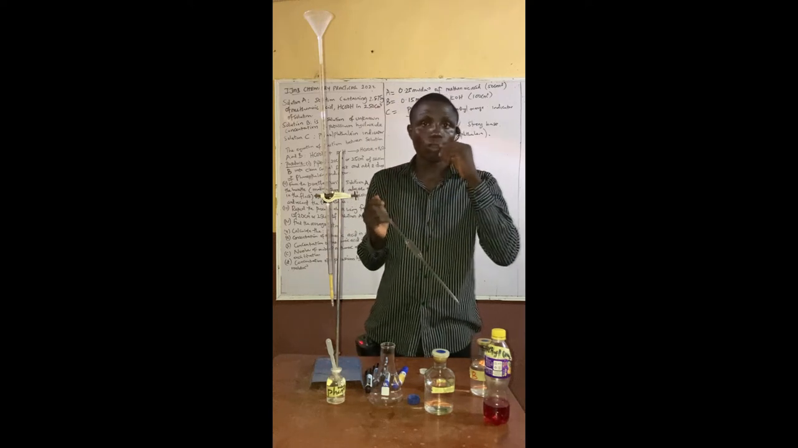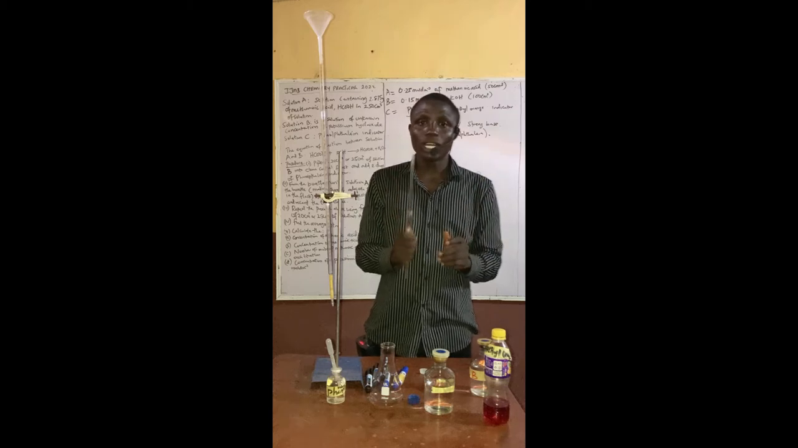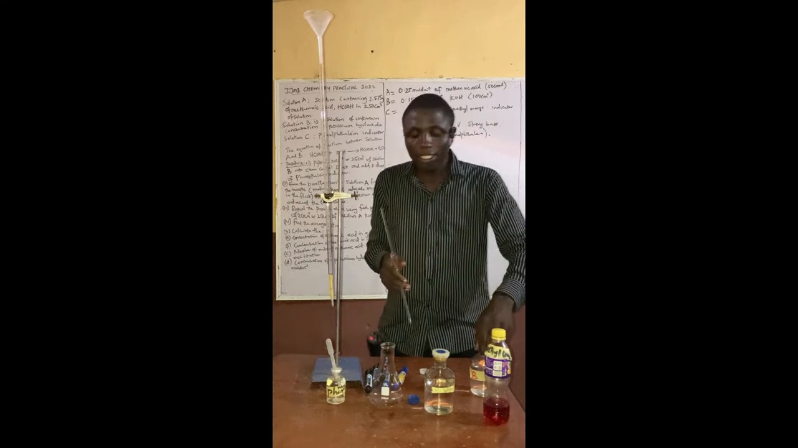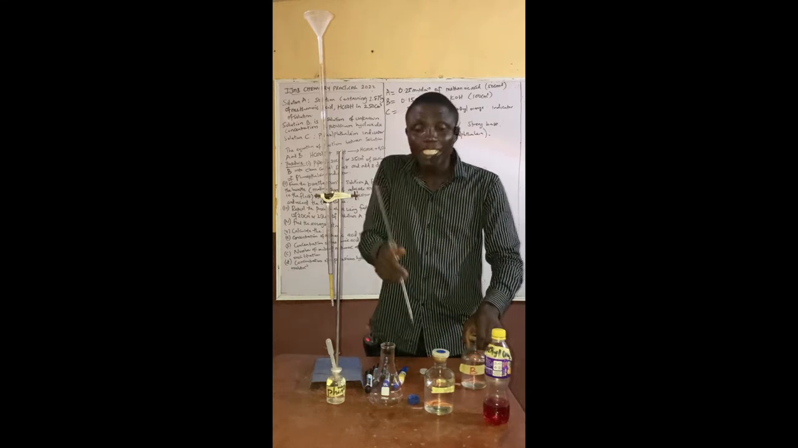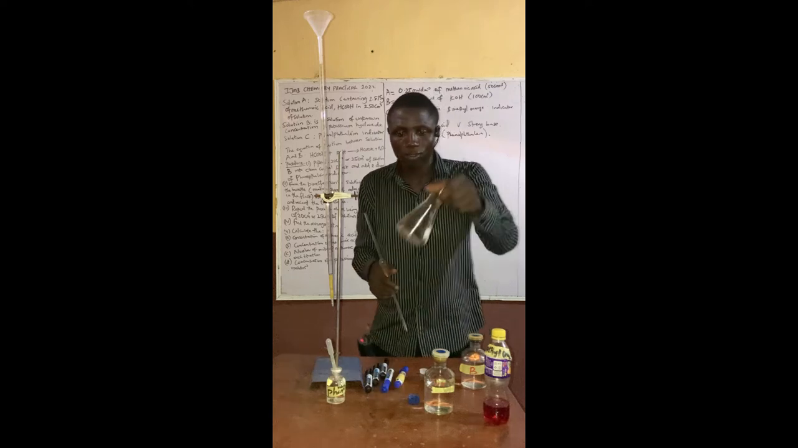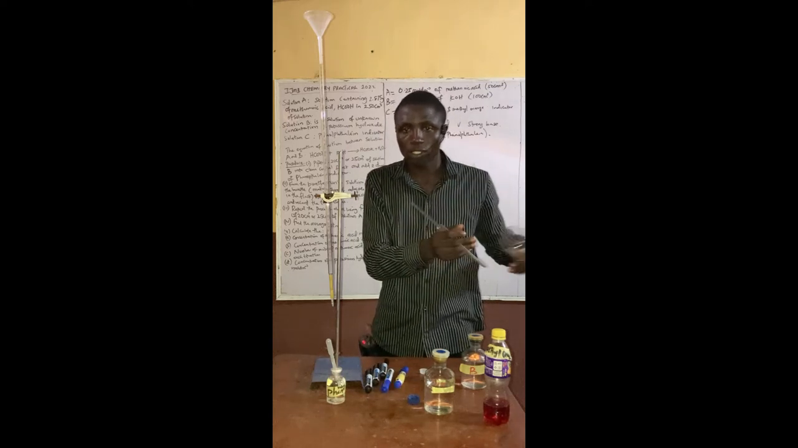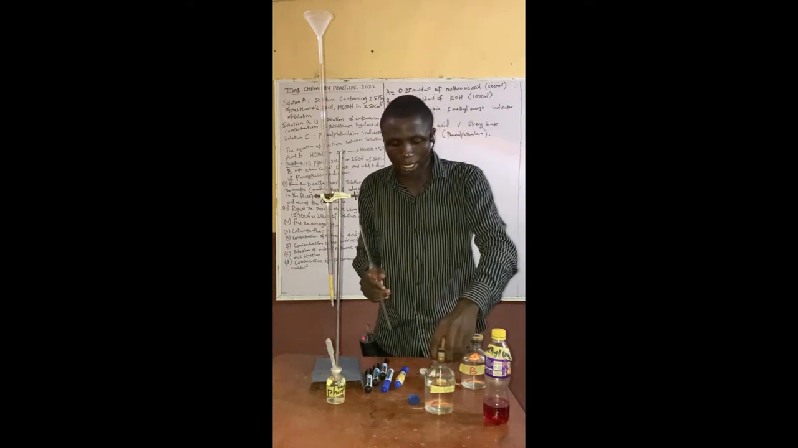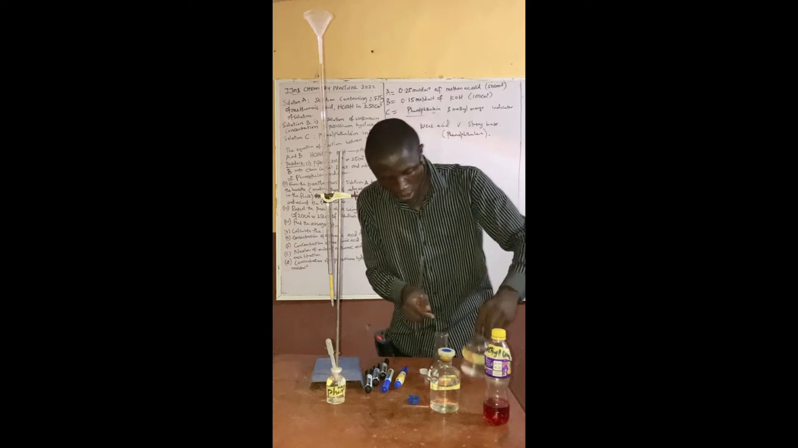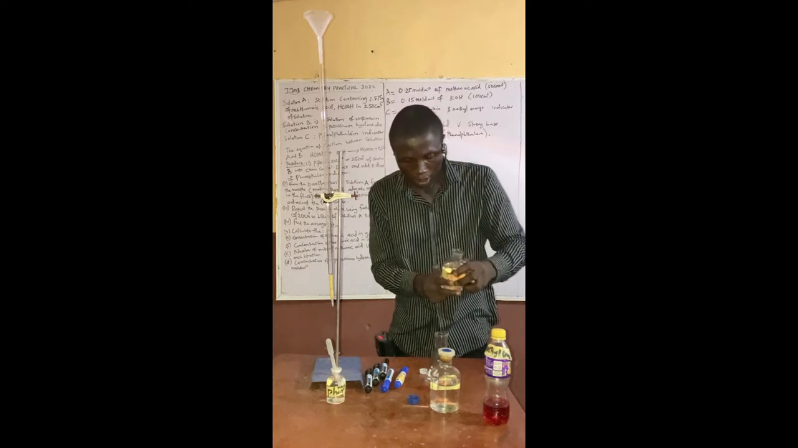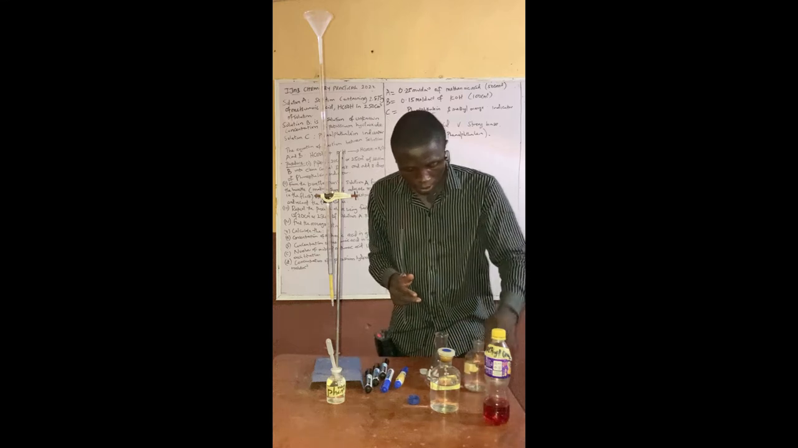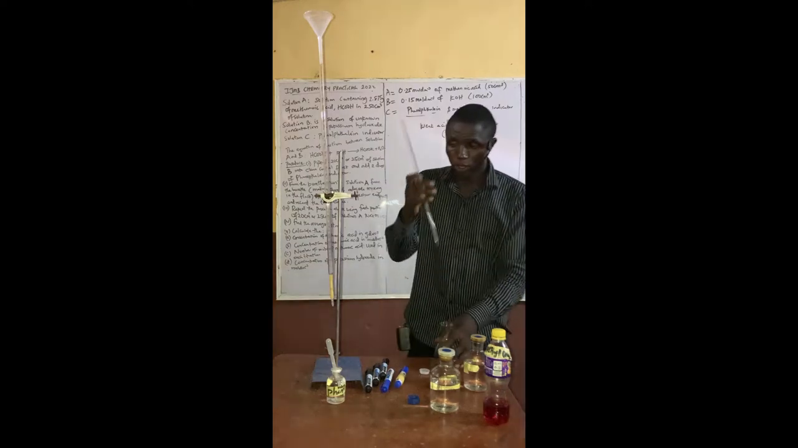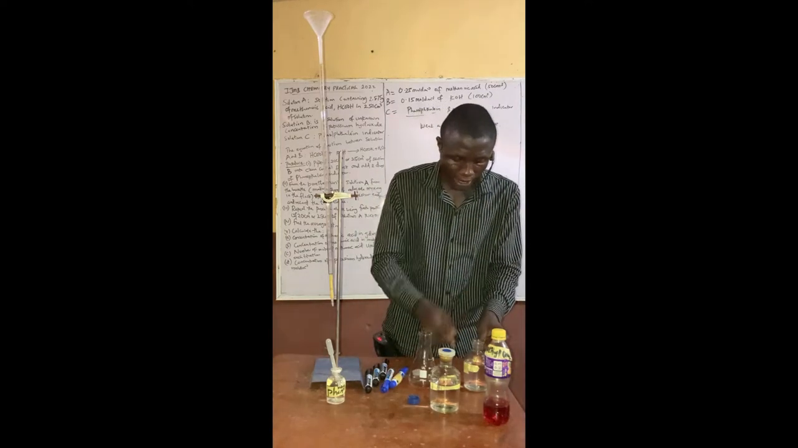I've done that before I started this video. You ensure that you carry out your own process of cleaning the apparatus given to you with the solution you are to use in that apparatus. For instance, since the conical flask is going to contain B, you rinse it with solution B. Now let me do it again. So now you rinse it, and this has been rinsed as well. So now let me pipette it.